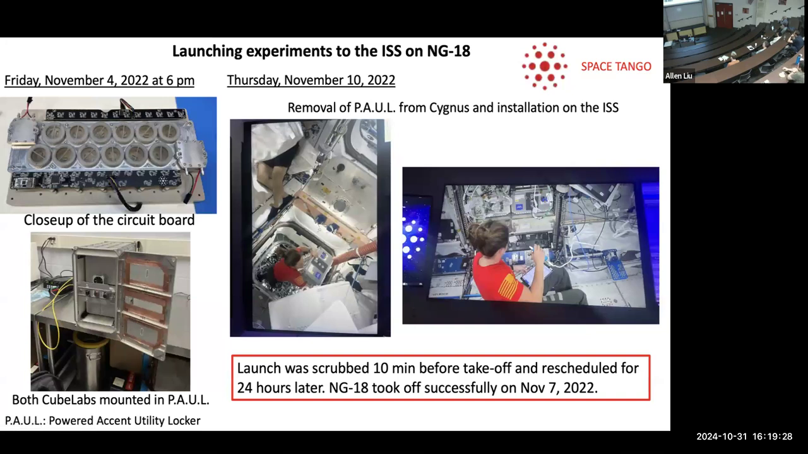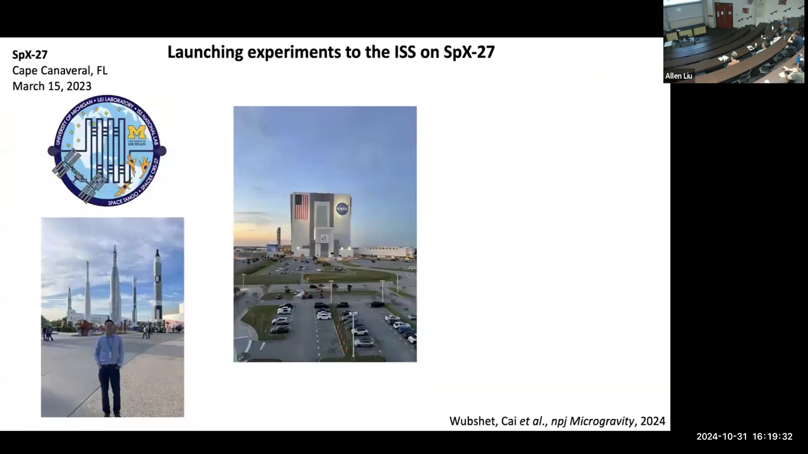Long story short, this experiment failed. Because that experiment failed, I managed to get them to give us a second flight. And that was actually fun because at this time I also got to go. This is SpaceX 27, in Florida. Because of the scheduling, this was in March, on March 15.